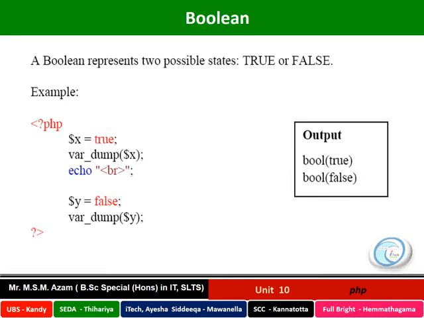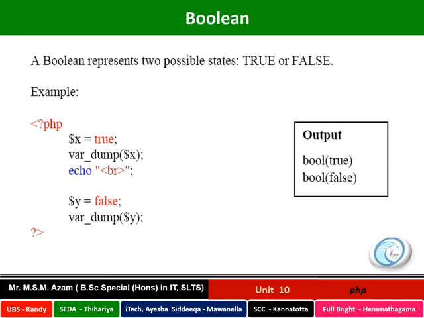Fourth type is Boolean. A Boolean represents two possible states, either true or false. We have declared a variable called x and the value given to that variable is true. That means logical value true. After that, I type var_dump($x). So it returns the data type of the variable x as Boolean and the value as true.